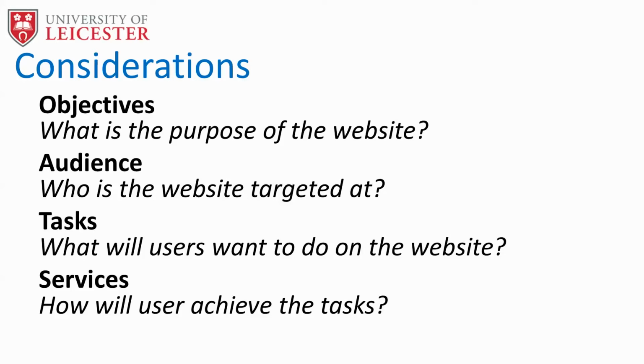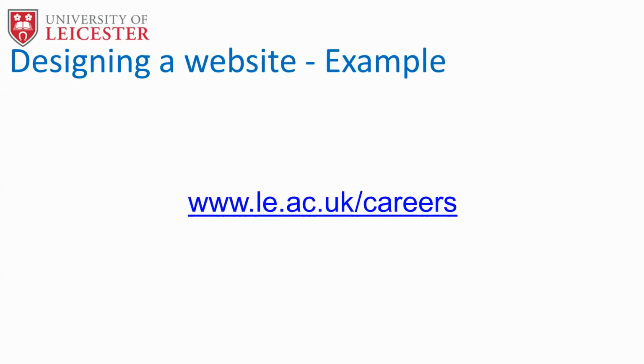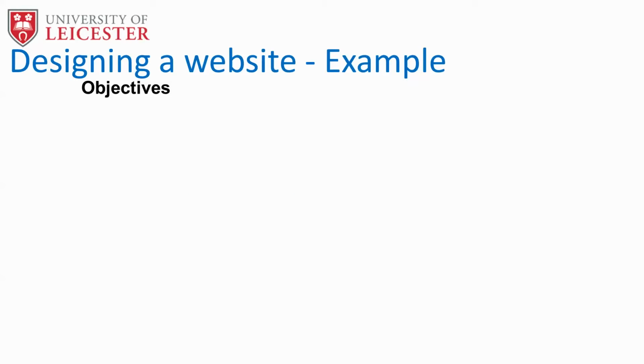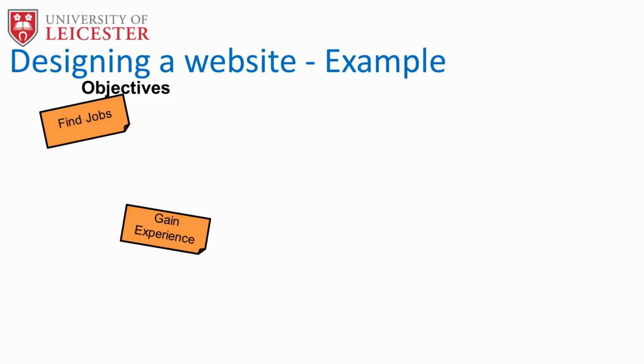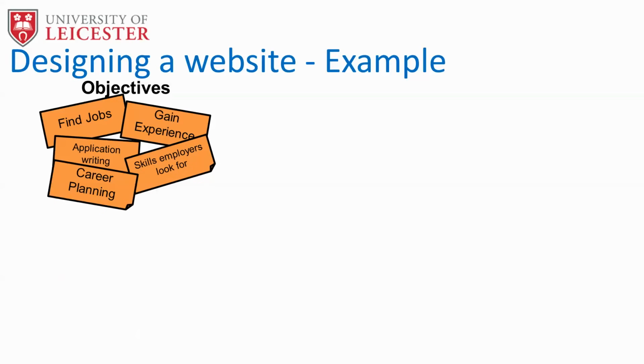So, bearing in mind some of those considerations, I'm going to show you now a little bit of an example or an exercise that we actually carried out to design the careers website here at the university. So as I said, building upon those key considerations, initially we thought about what are the objectives of our website. Well, we know we want people to come to the careers website to be able to find jobs, think about ways in which they can gain experience, write their applications, start planning their careers, etc.